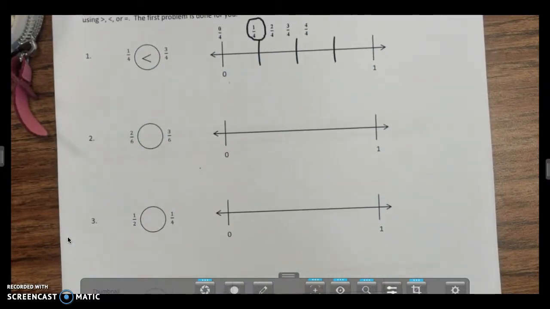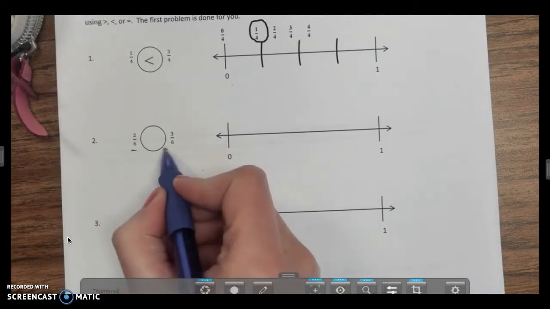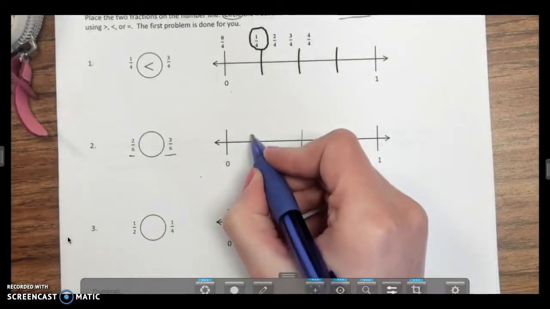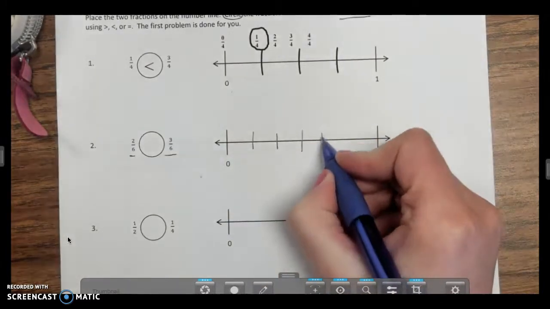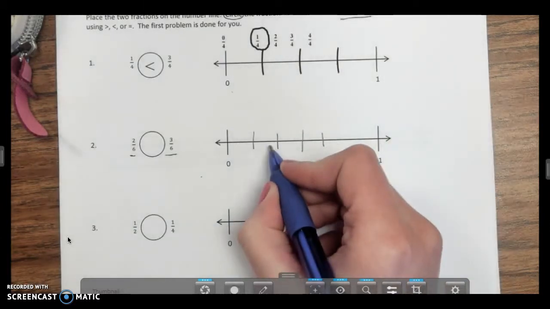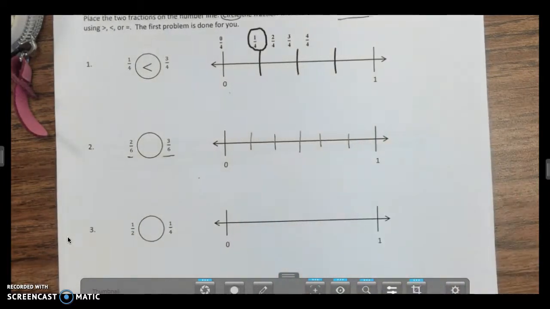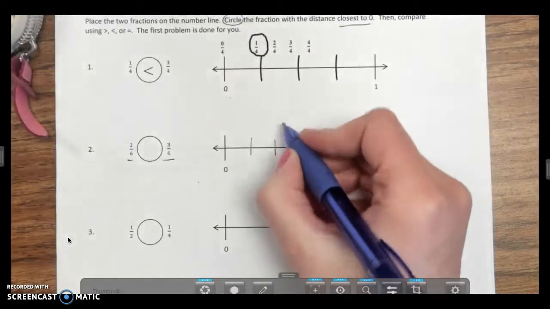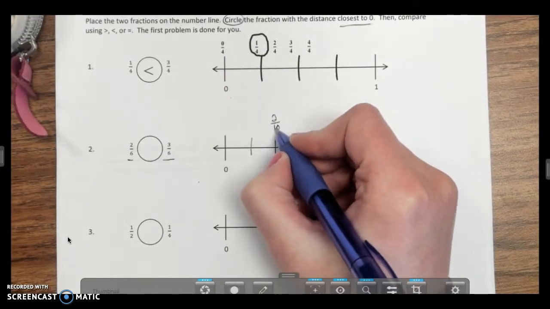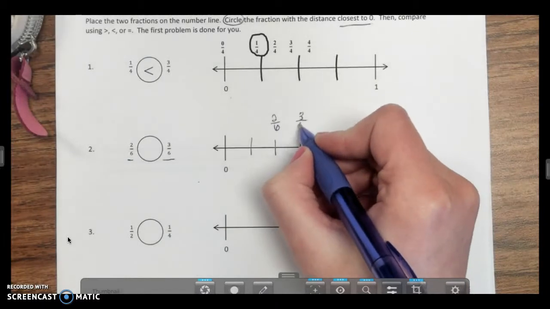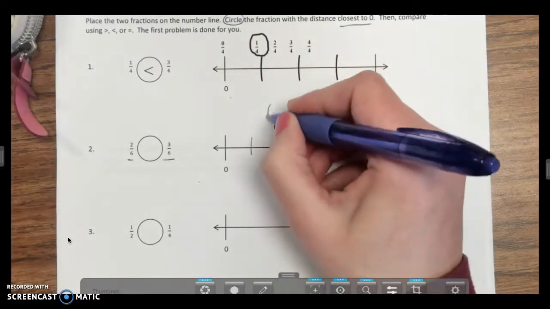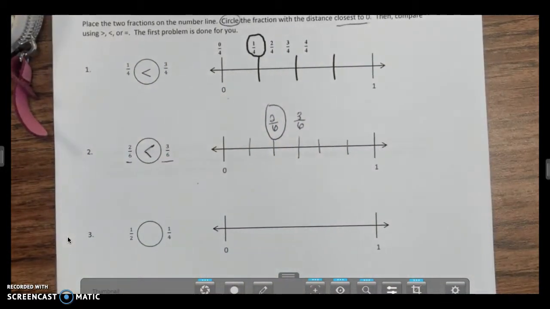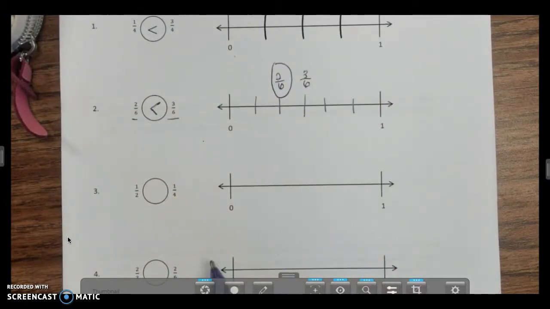We have 2/6 and 3/6. So notice we're splitting our number line into 6 this time. Okay, I split mine into 6. Now I'm going to plot 2/6, 1/6, 2/6. Now I'm going to plot 3/6, which is here. My distance closest to 0 is this 2/6. So 2/6 is less than 3/6. Alright, moving on to number 3.